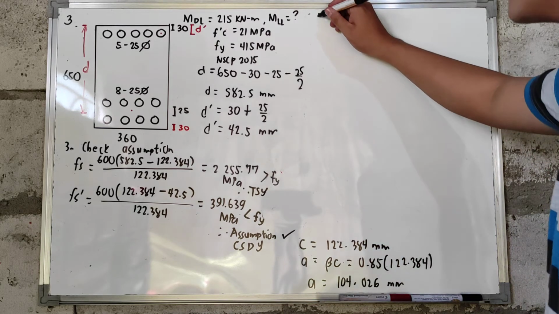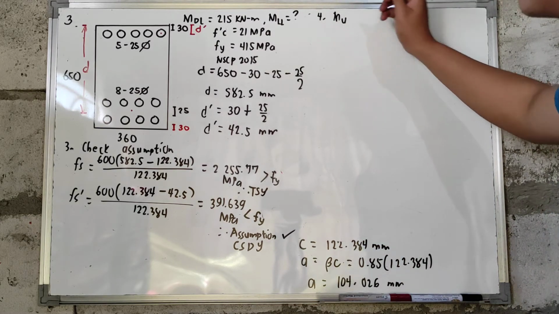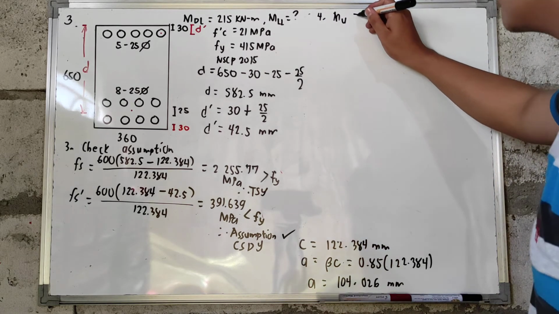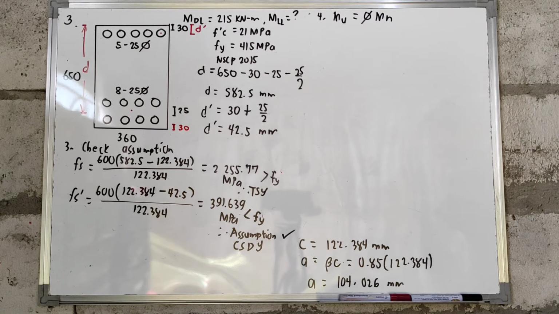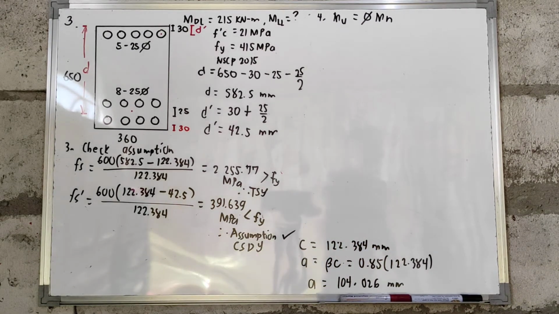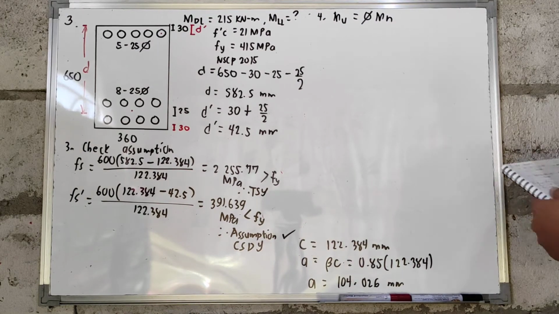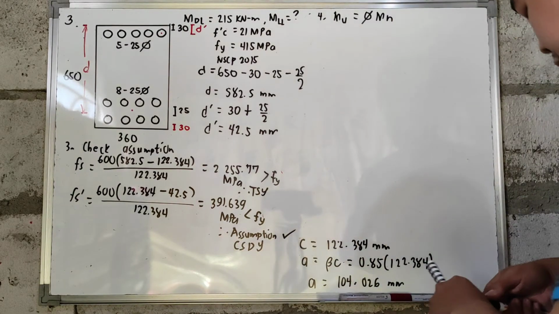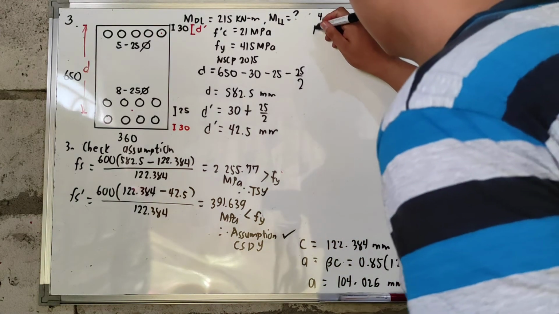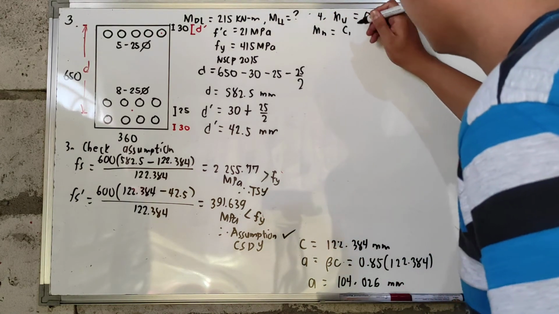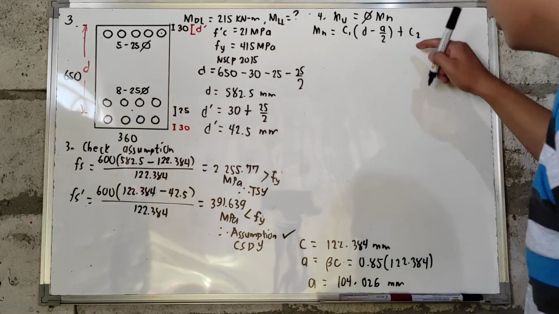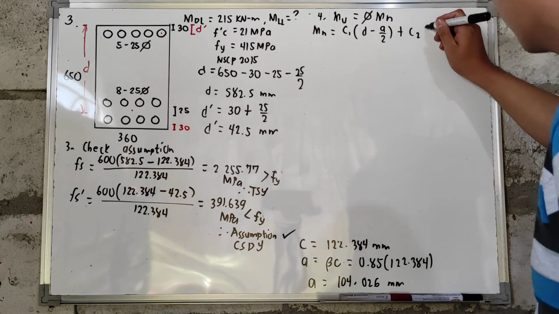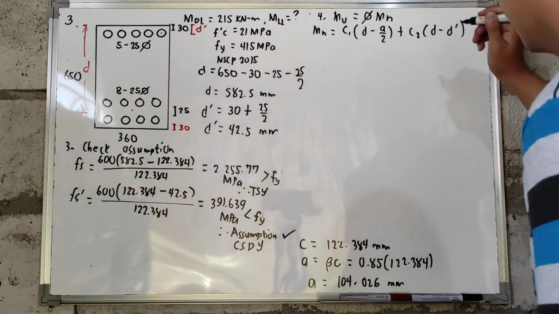So para ma-solve natin yan, we need to refer to the value of your ultimate moment capacity that is equal to the reduction factor multiplied by the nominal moment. So first of all, kunin muna natin yung nominal moment natin. So with that, hanapin na ngayon natin yung value ng nominal moment natin. So what is the value of your nominal moment? So nominal moment, that is equal to C1 multiplied by the moment arm na D minus A over 2 plus C2, yung ano natin dito compression steel bars multiplied by the moment arm of D minus D prime.